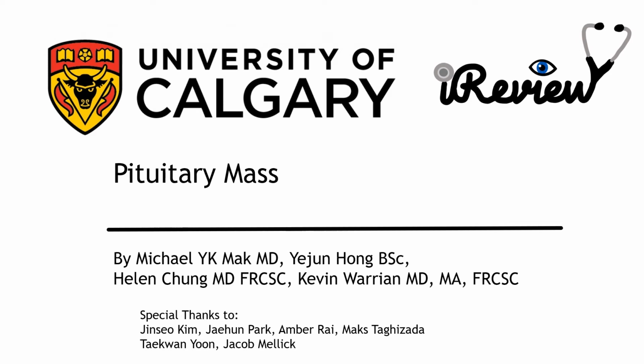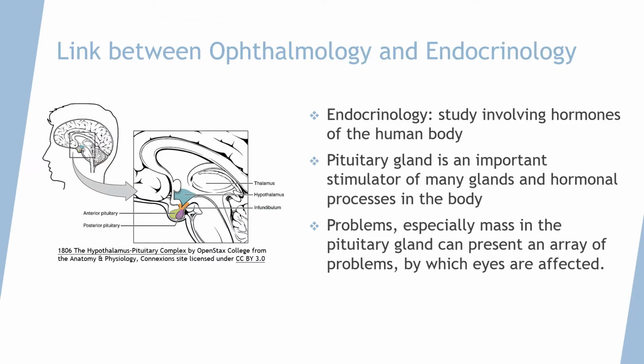I'm a medical student at the University of Calgary, and our team is here to explain pituitary mass. Endocrinology is a study involving hormones of the human body, and the pituitary gland is a special stimulator of many glands, and it releases many hormones by itself. Problems in this region of the brain, especially a mass compressing the pituitary gland, can present an array of problems, by which the eyes can be affected as well.